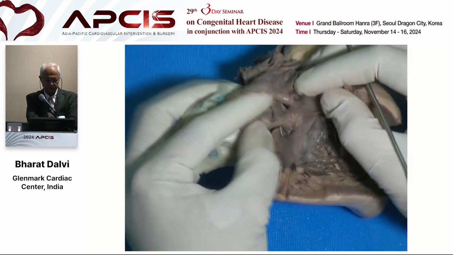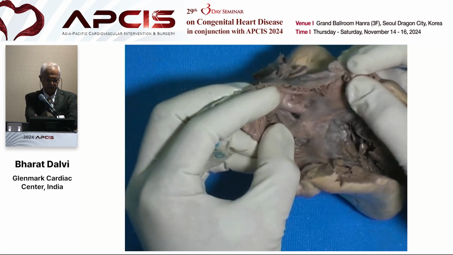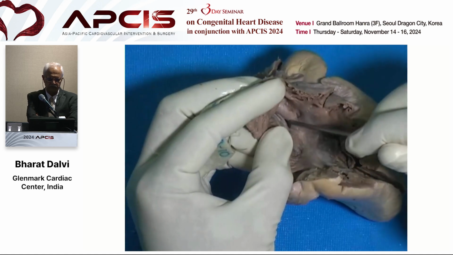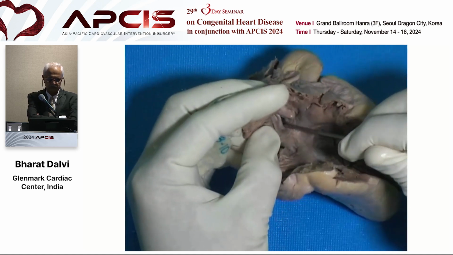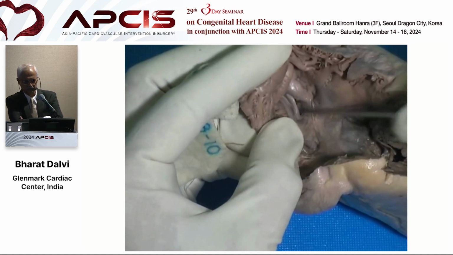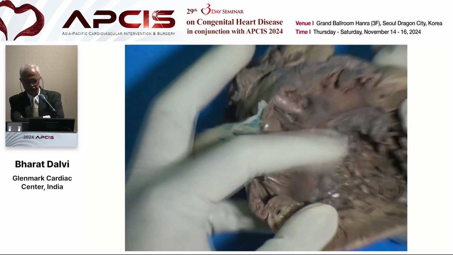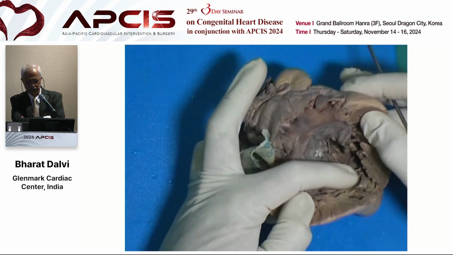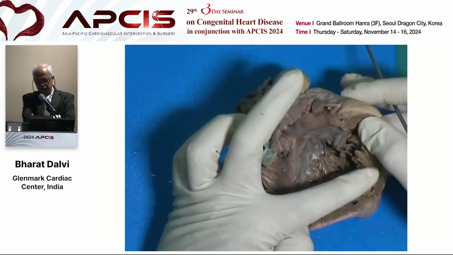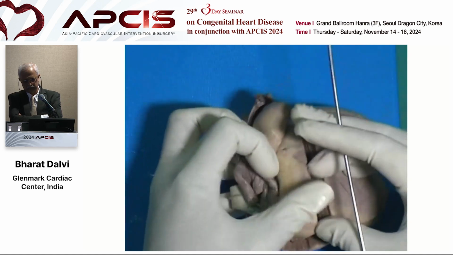So this is the specimen of the heart of tetralogy of Fallot, and this is the opened up right atrium, and you can see the hypertrophy of the right atrial wall, and this is the stretched foramen ovale valve or a small secundum ASD. That's the tricuspid valve, and that's the right ventricular inflow, and you can see the hypertrophy of the right ventricle. The wall is significantly thickened.